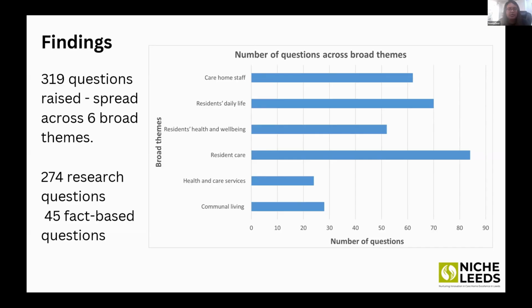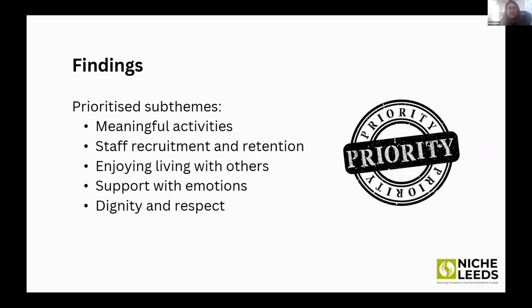And so our questions, the 319 questions, they broadly fit around 3 broad themes, with resident care being the theme where there was the most questions. And so these were the prioritized sub-themes, and meaningful activities was a sub-theme prioritised by every single participant group, so residents, the families and the staff. And that was the only sub-theme that every participant group agreed was a priority.